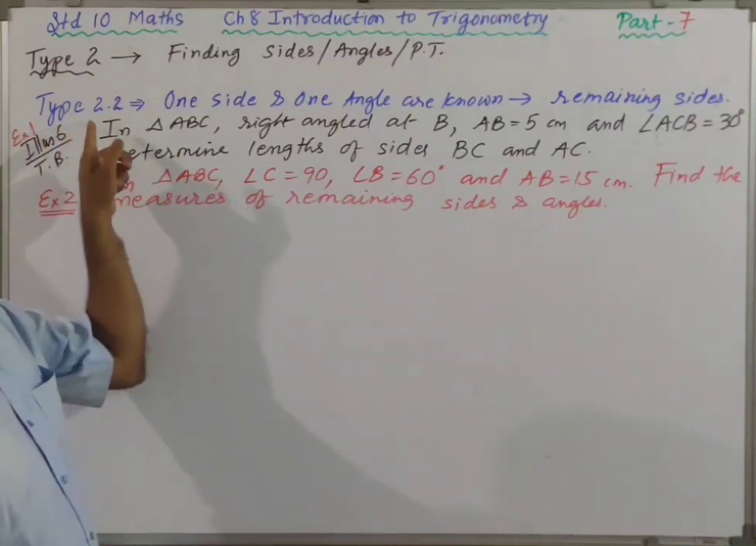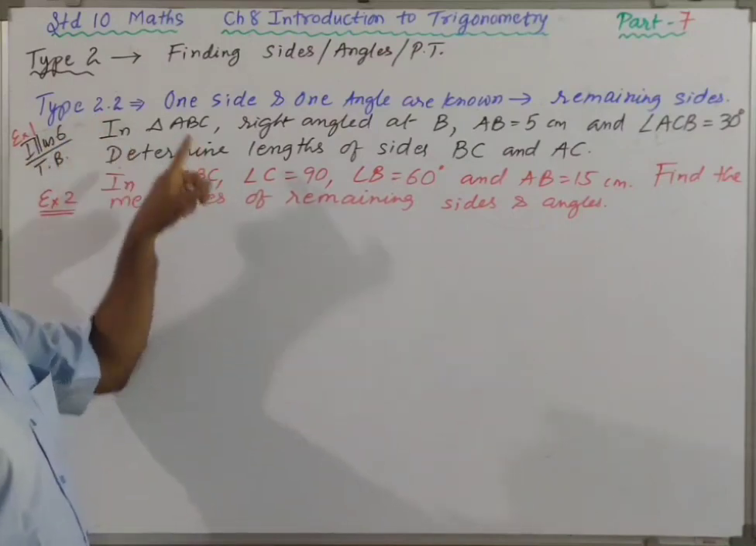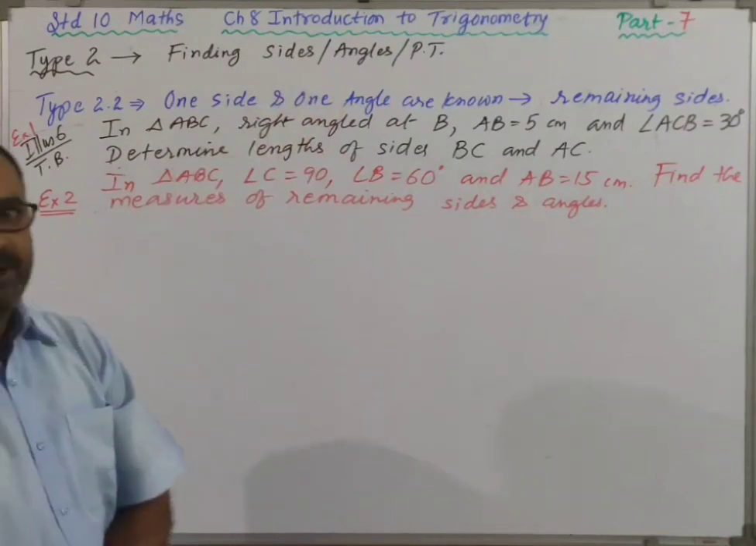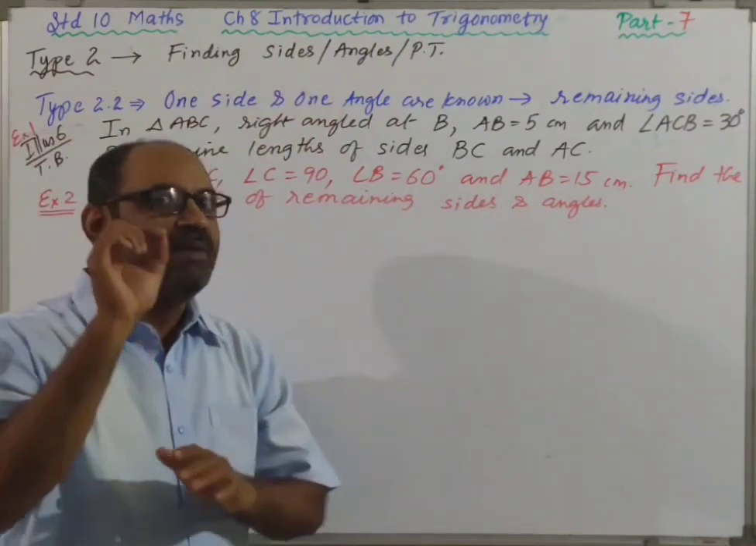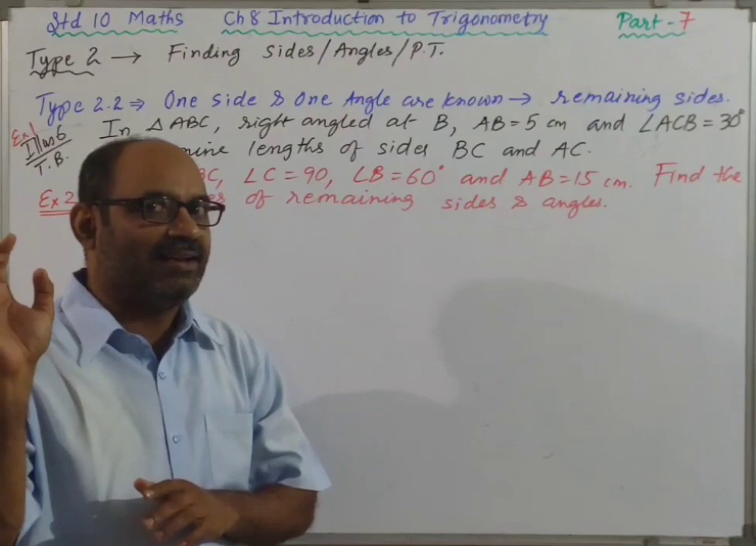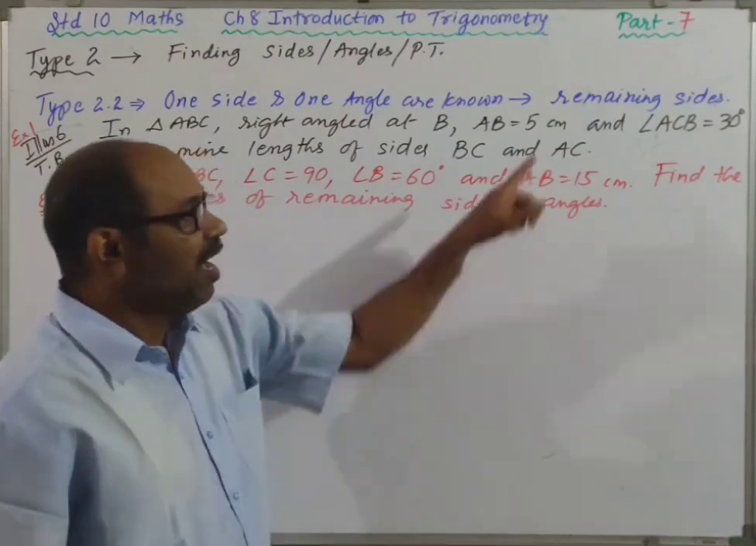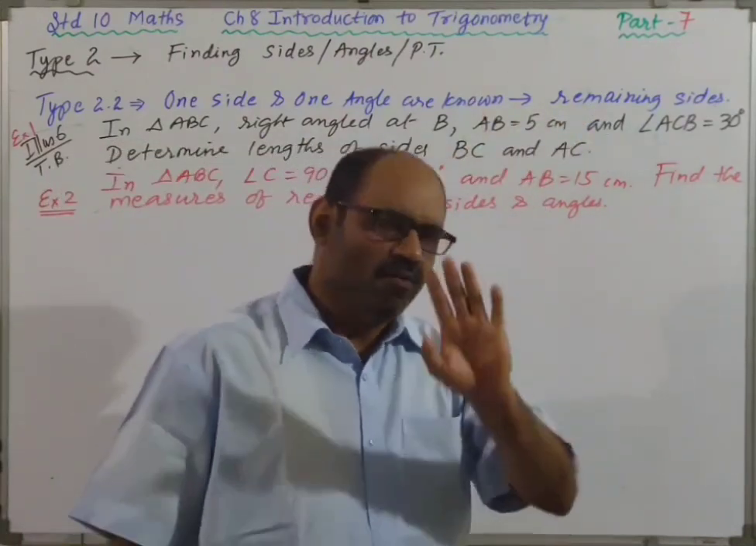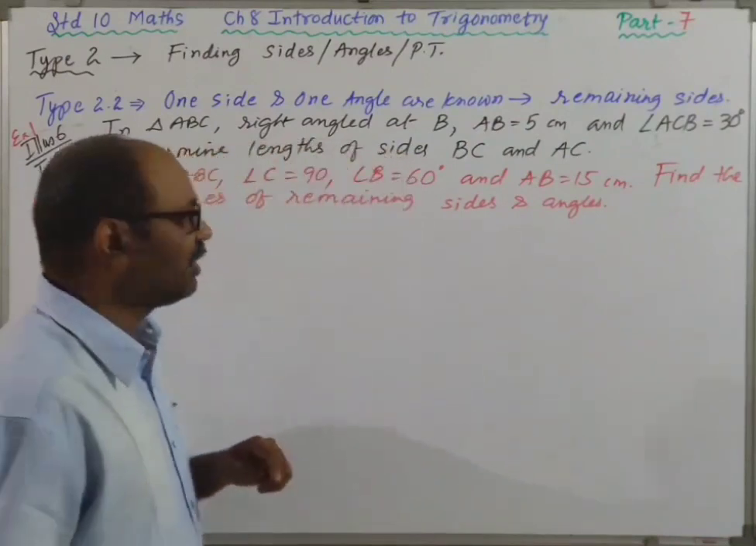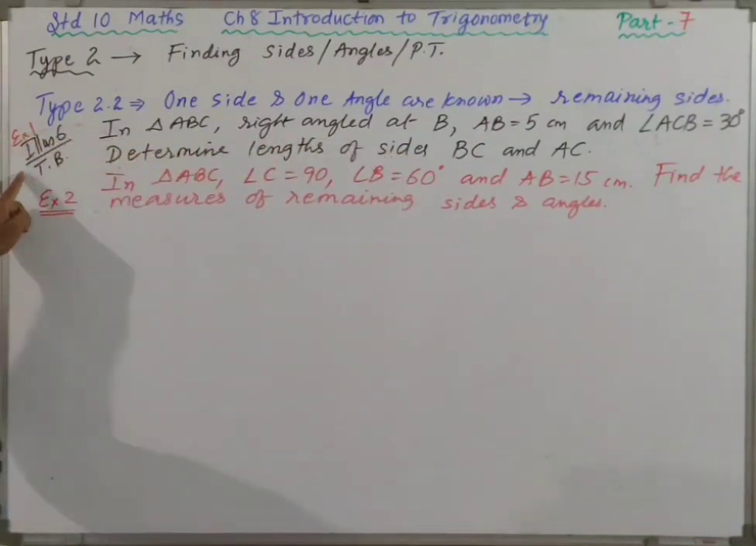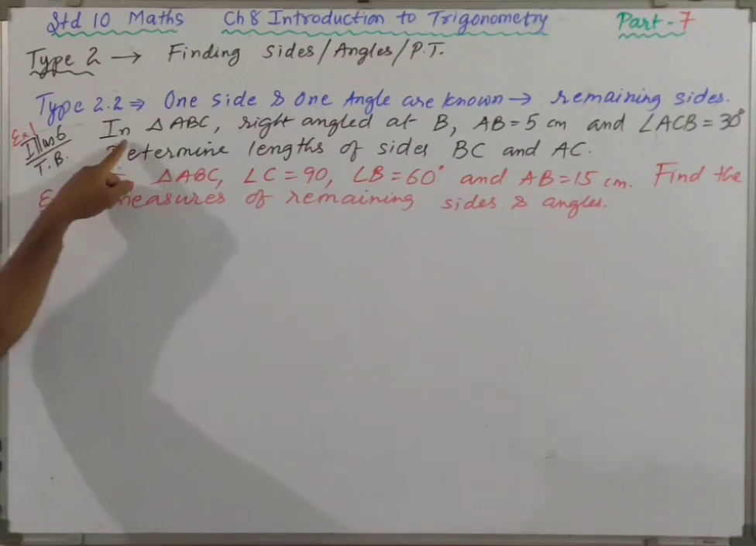So we move to next type, and that is type 2.2. One side and one angle are known. In the information you have measure of one side and one angle. In right triangle, of course. And you have to find the remaining side. Very easy. We are going to see two sums. The example one, it is illustration 6 of your textbook. Okay, let's see that first.